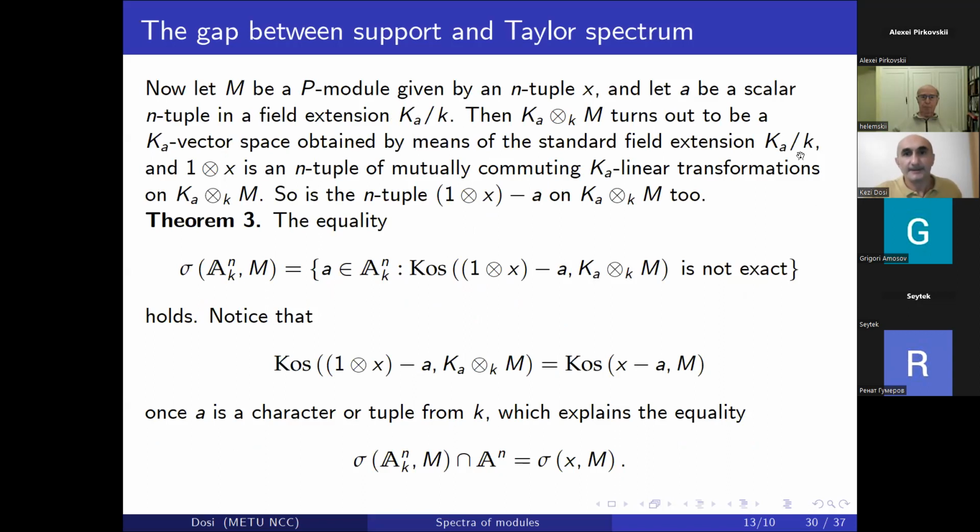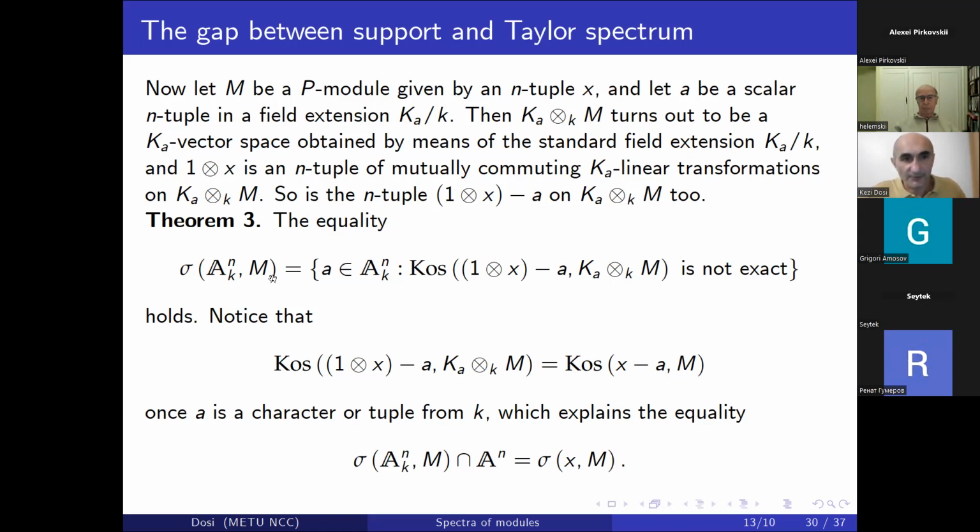Okay, now let's see how we can define this spectrum. Take a module M, again given by X, and a scalar n-tuple A in a field extension. So we have a field extension. What I'm doing is extending my M, I mean, K of A tensoring over K with M. That's the standard field extension process of the vector space M, right? This K of A tensor over K with M turns out to be a K of A vector space, by means of the standard field extension. So you can extend the operators there as well: 1 tensor X. This is again an operator tuple, of mutually commuting operators. But now my A is from this field, so I can look at this difference: 1 tensor X minus A. This is another n-tuple.